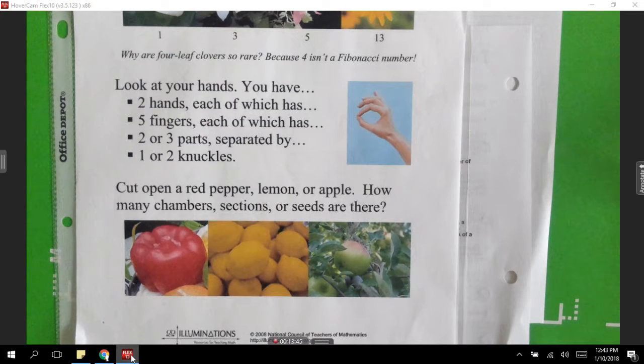I found 7... I found 8 sections inside my red pepper. I counted 30, whatever the number is. Is there a limit? 31 seeds. No limits.